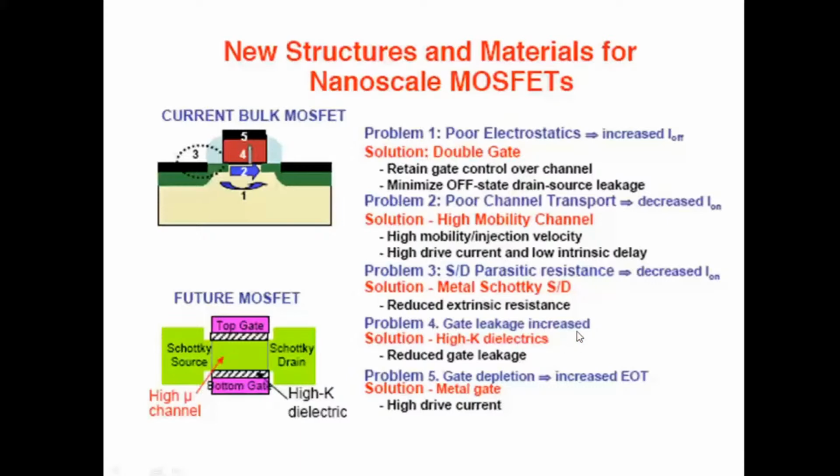Problem 4 is gate leakage. This is solved using high K dielectric material, which allows an increased physical thickness of the oxide, reducing the gate leakage. Problem 5 is the gate depletion, which tends to increase the effective oxide thickness. Instead of using poly on the dielectric, use a metal gate on the dielectric. This will tend to increase your I on. You will get a high drive current for the MOSFET.